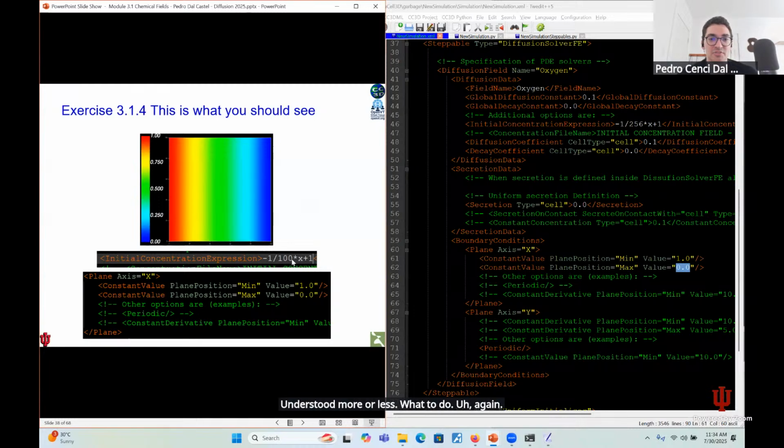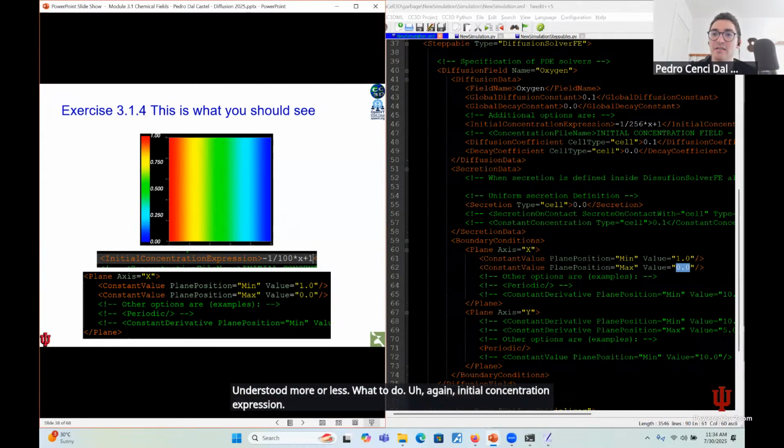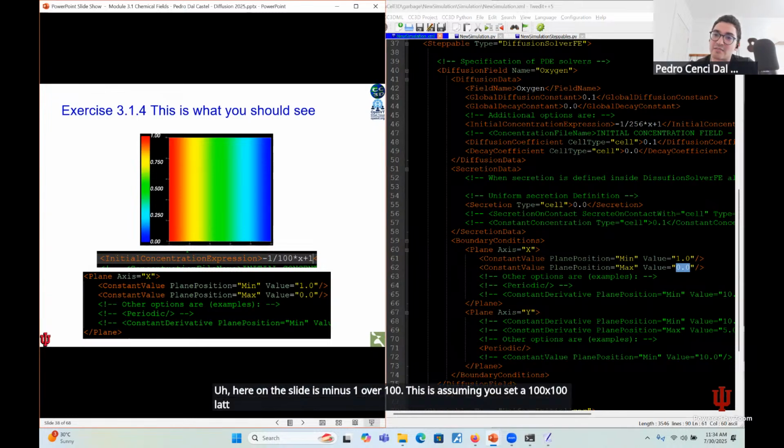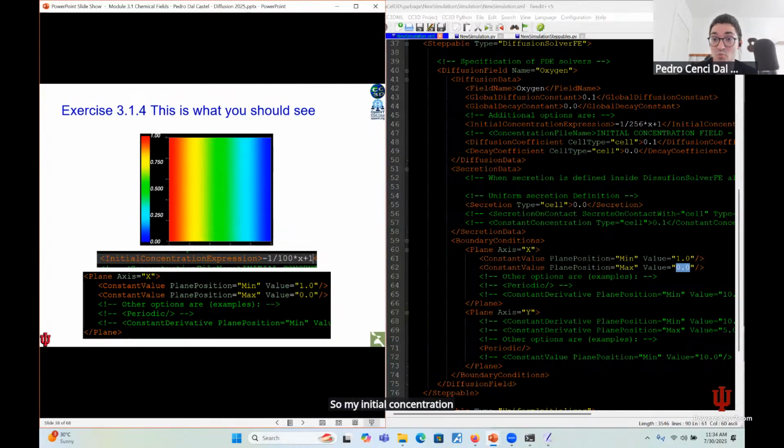Again, the initial concentration expression, this line here on the slide, is -1 over 100. This is assuming you set a 100 by 100 lattice. Here in my case, my lattice is 256 by 256. So my initial concentration expression is -1 over 256 times x plus 1. Boundary conditions: constant value on x, 1 to 0, and periodic on y.